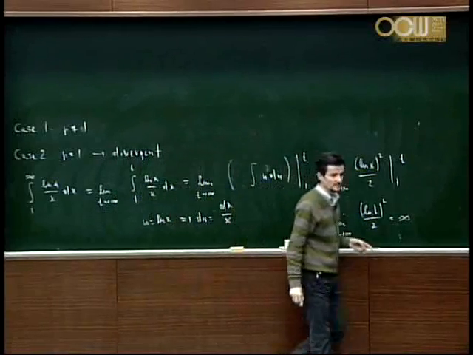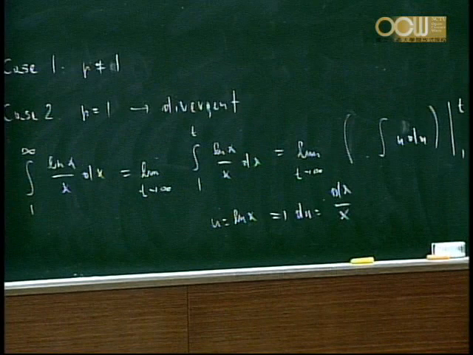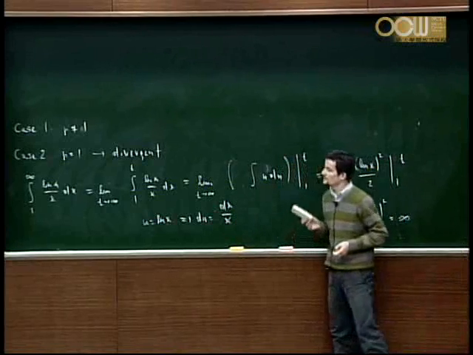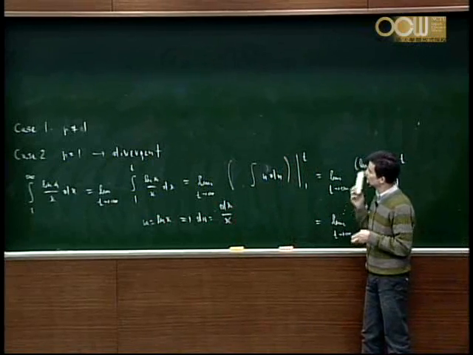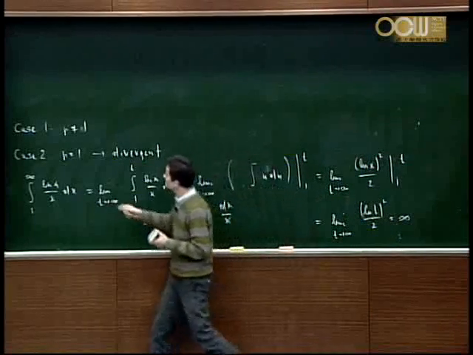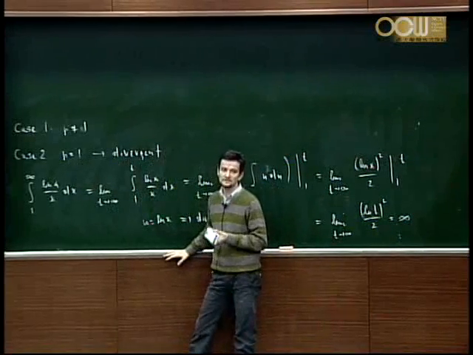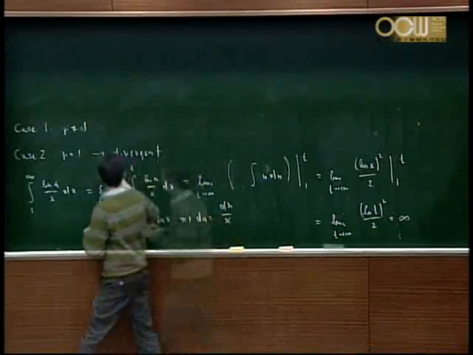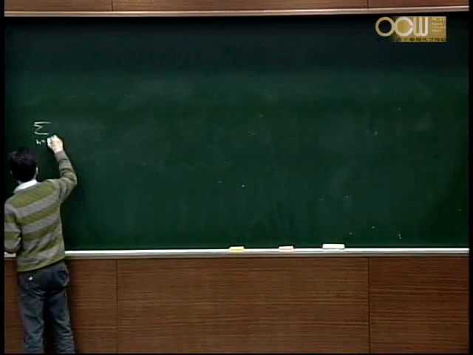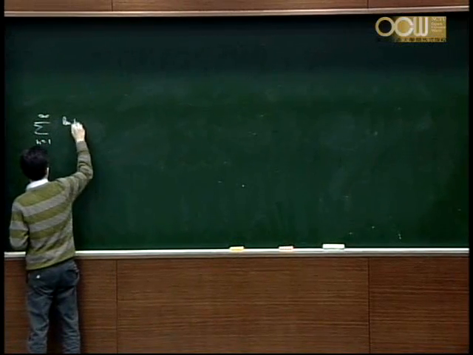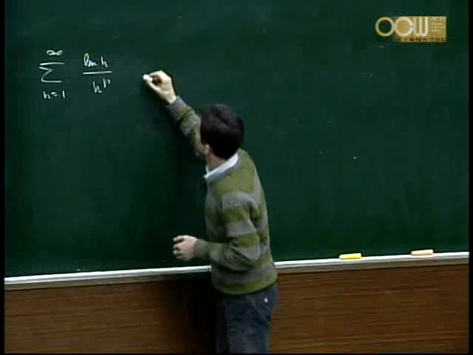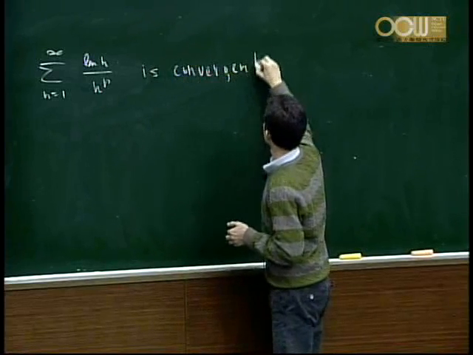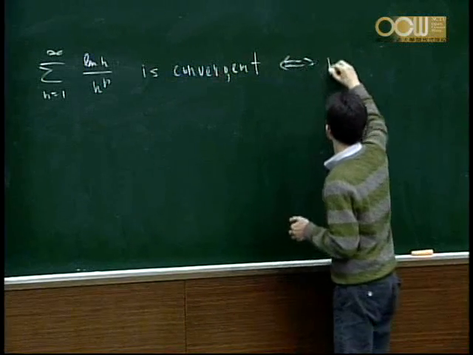Now we know for all cases of p, for which p we have convergence and for which p we have divergence. So you see that the overall result is that if p is smaller than or equal to 1, we have divergence, and we have convergence if p is larger than 1. So maybe let's summarize this. It is convergent if and only if p is larger than 1.